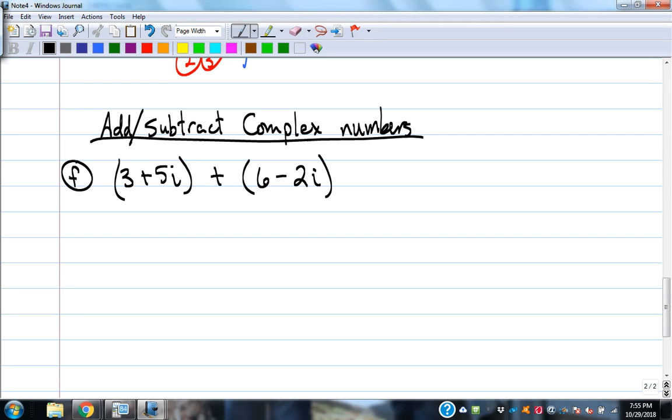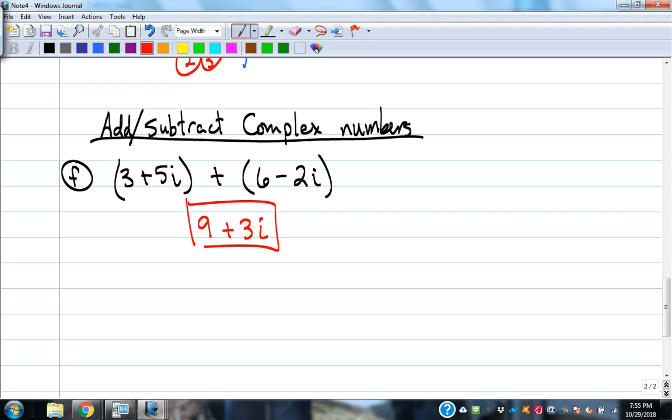This is no different than adding and subtracting things with x's. Like terms go together. What's the like term that goes with 3? The 6, because it's a plain number, right? What's 3 plus 6? 9. What's 5i plus -2i? You've added complex numbers. Okay.